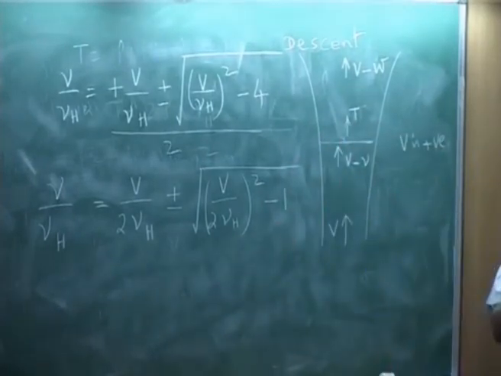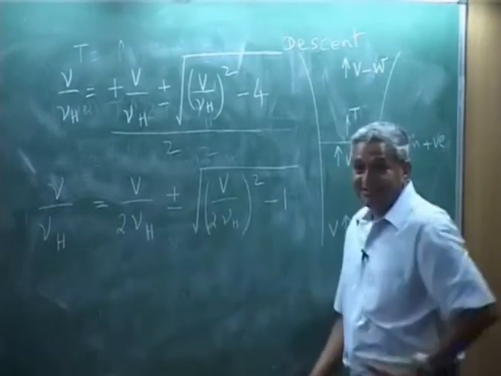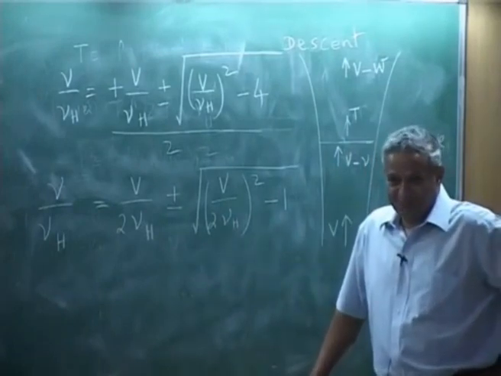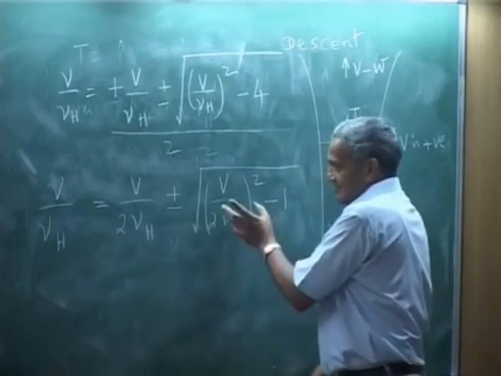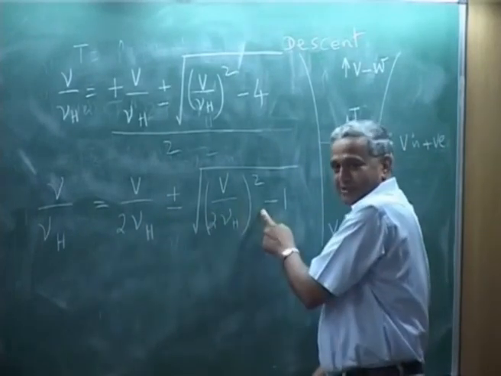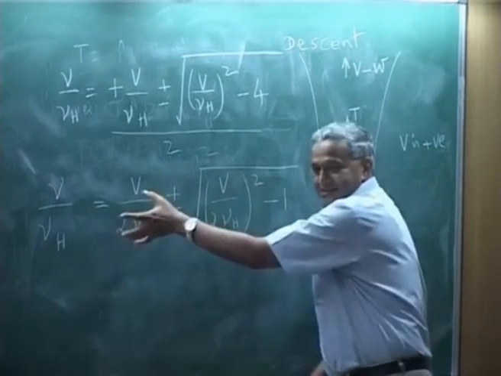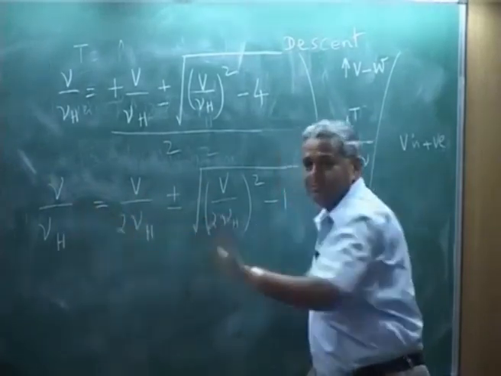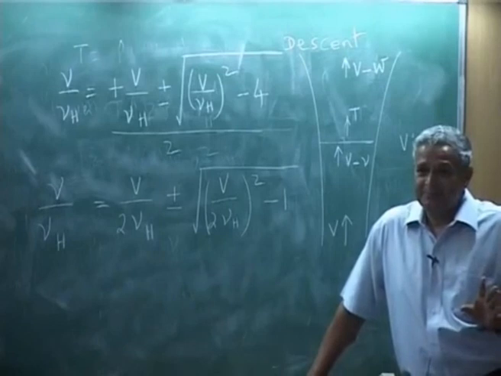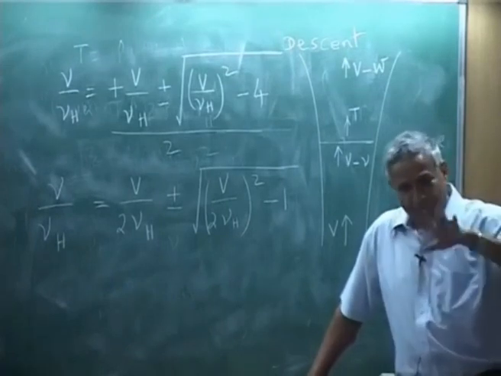Here, which root should I use? Because both will give you positive value. You follow? Is it clear? Because you will get, because this is same, you are subtracting one. Okay. So therefore, this quantity is less than this. And whether you add plus or minus sign, you are going to get nu over nu h is positive. Now, what root should I use? That is the first question. You will have both roots.